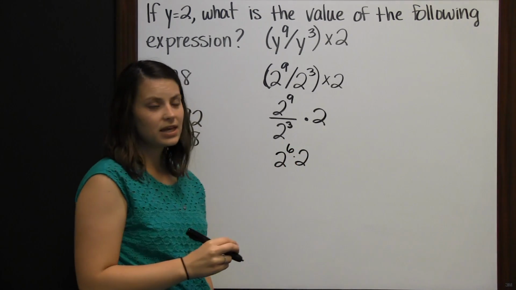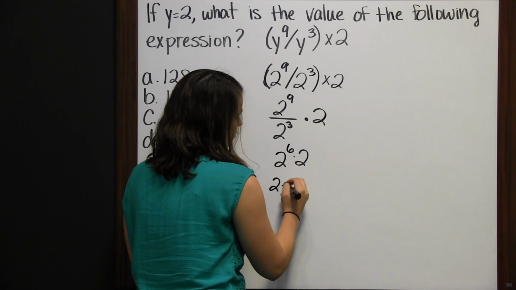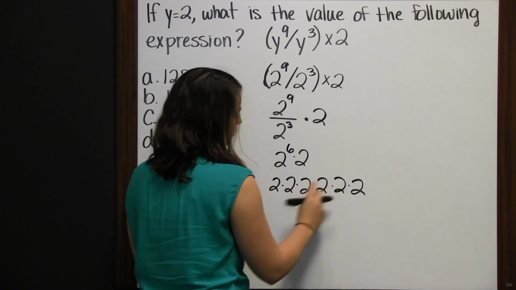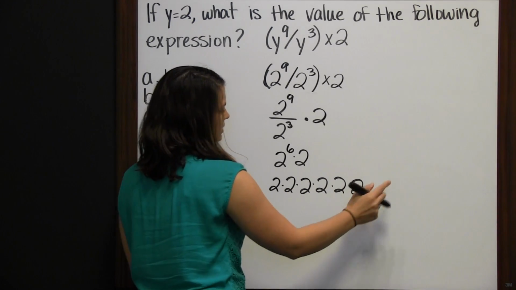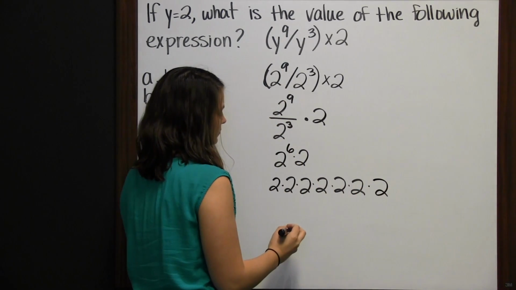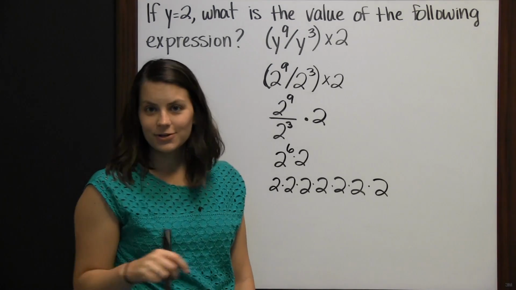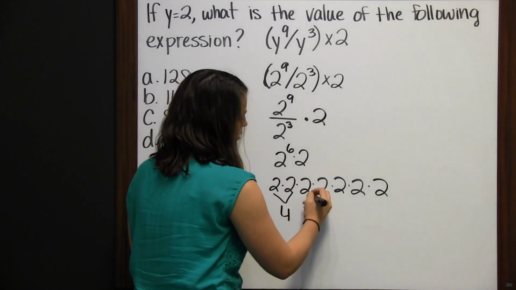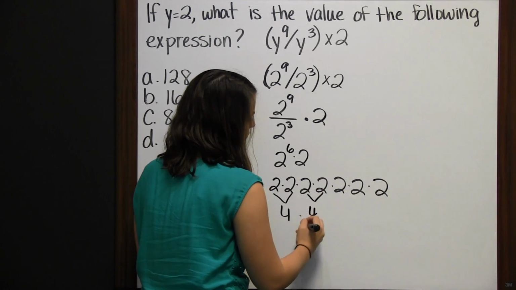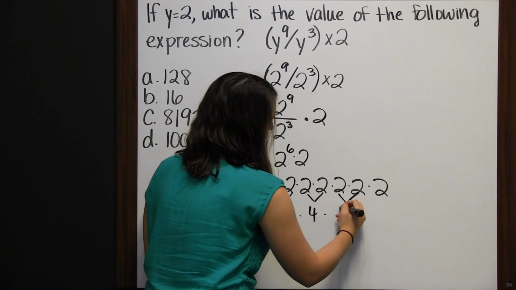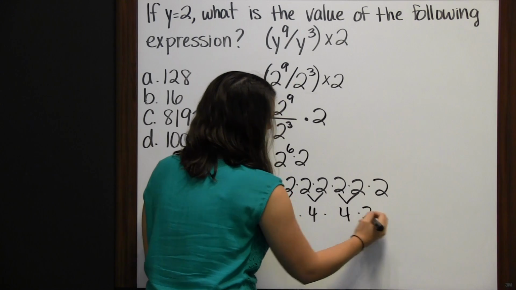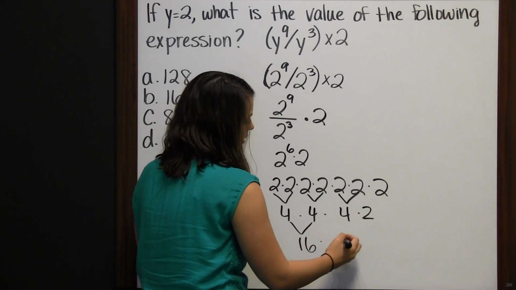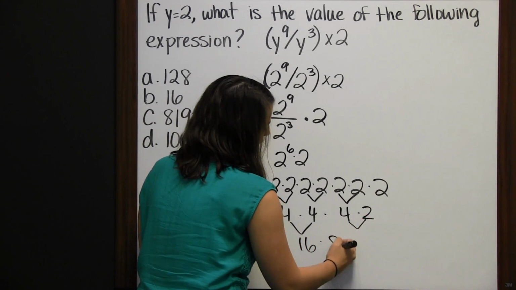2 to the 6th is 2 times 2 times 2 times 2 times 2 times 2. So 2 times itself 6 times, and then times 2. So all we have to do is multiply all these 2's. 2 times 2 is 4. 2 times 2 is 4. 2 times 2 is 4. And then times 2. 4 times 4 is 16. And 4 times 2 is 8.